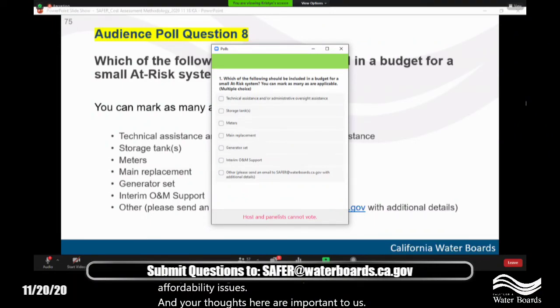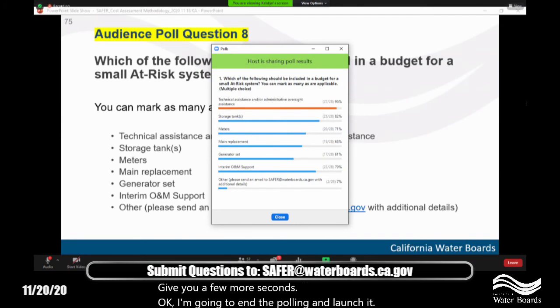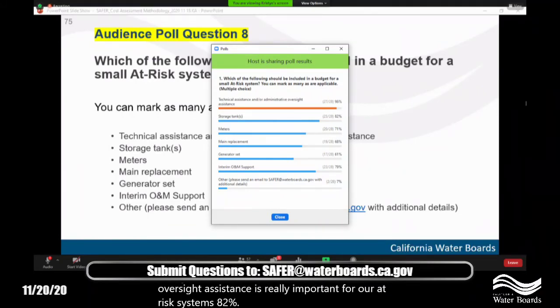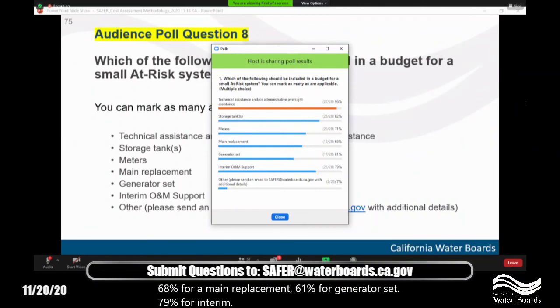Give you a few more seconds. Okay, I'm going to end the polling and share results. All right, it looks like 96% of you think that technical assistance or administrative oversight assistance is really important for our at-risk systems. 82% believe storage tanks are probably necessary, 71% see meters, 68% for main replacement, 61% for generator set, 79% for interim O&M support, and then a few of you have some additional ideas. I again encourage you to email us, safer@waterboards.ca.gov.